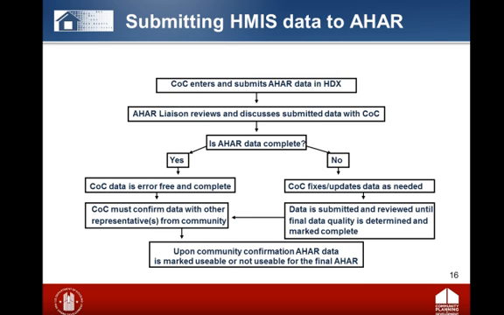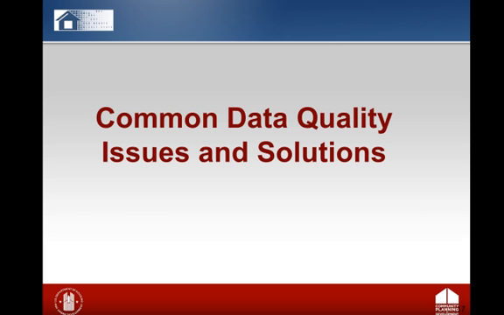If the data are not yet complete, the data liaison will mark any categories with issues as in progress, and communities are asked to work through any outstanding questions the liaison may have before the submission can be marked complete and considered usable. Once the data are marked as complete, COCs will be asked for a final confirmation of the data, and the AHAR staff makes final determinations about the usability of the data. We'd like to now take some time to discuss common data quality issues communities may experience.